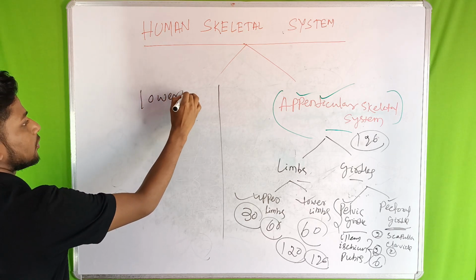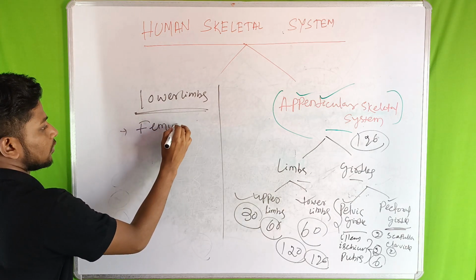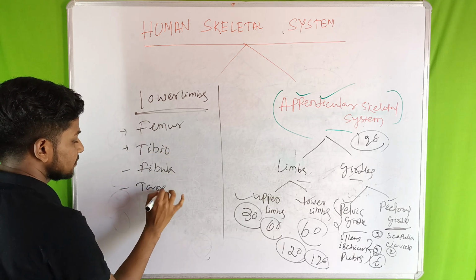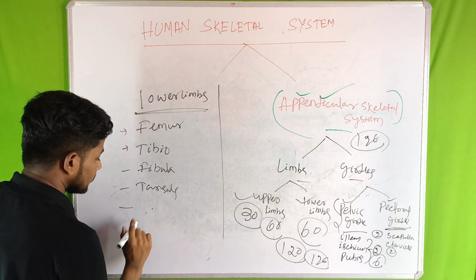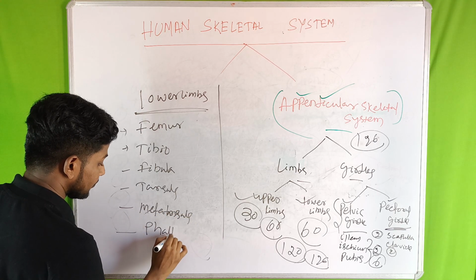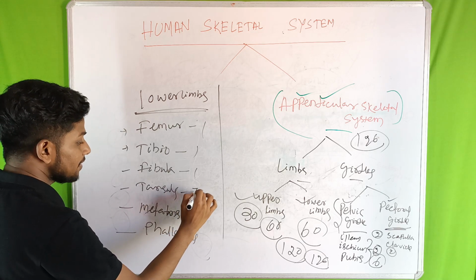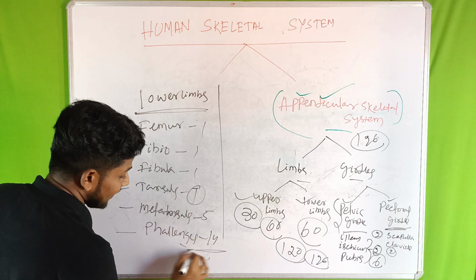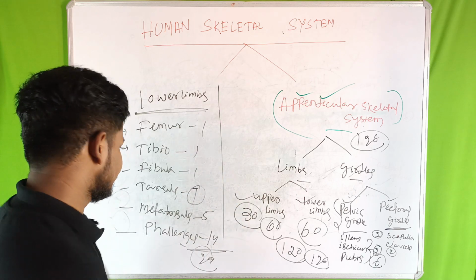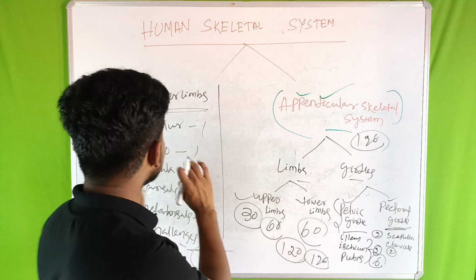Come to the lower limbs. Lower limbs contain femur, tibia, fibula, tarsals, metatarsals, then phalanges. Femur 1, tibia 1, fibula 1, tarsals contain 7 bones, metatarsals 5, and phalanges 14. It counted to 29. But earlier I said this is 30. One bone is also present. This is called the kneecap. This is one. 30 complete. Lower limbs and upper limbs completed.